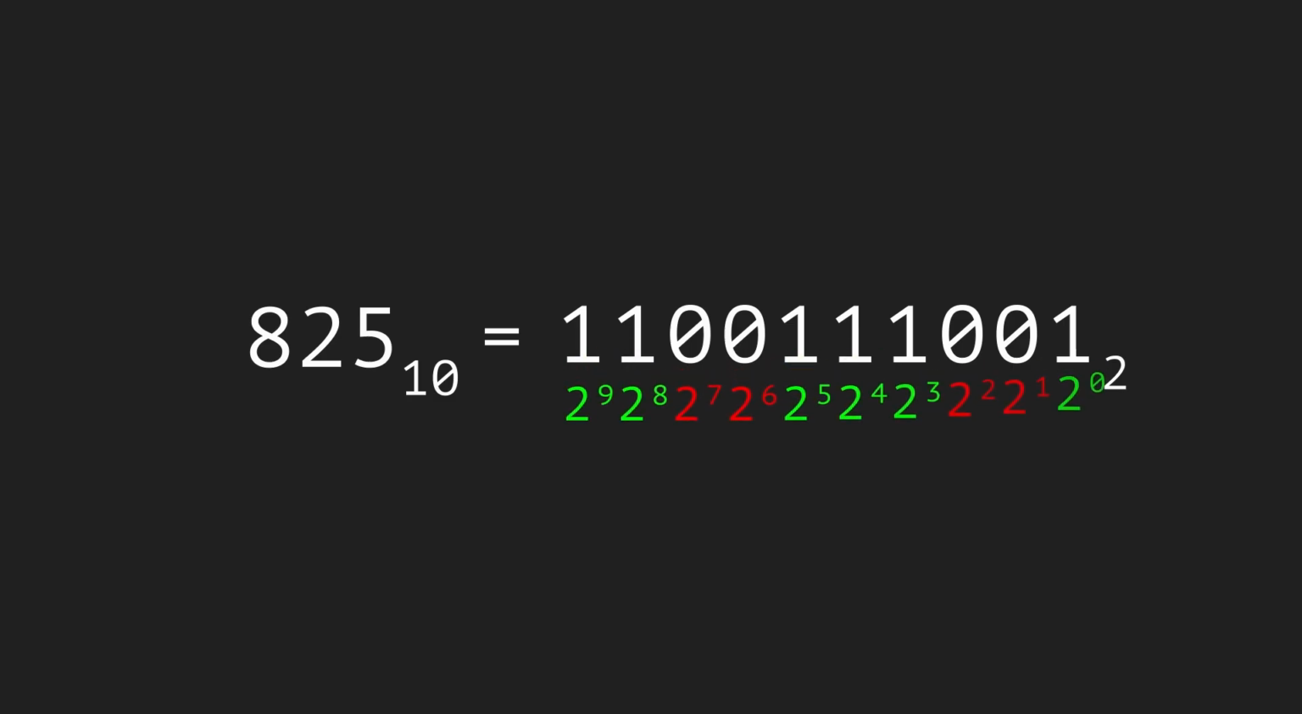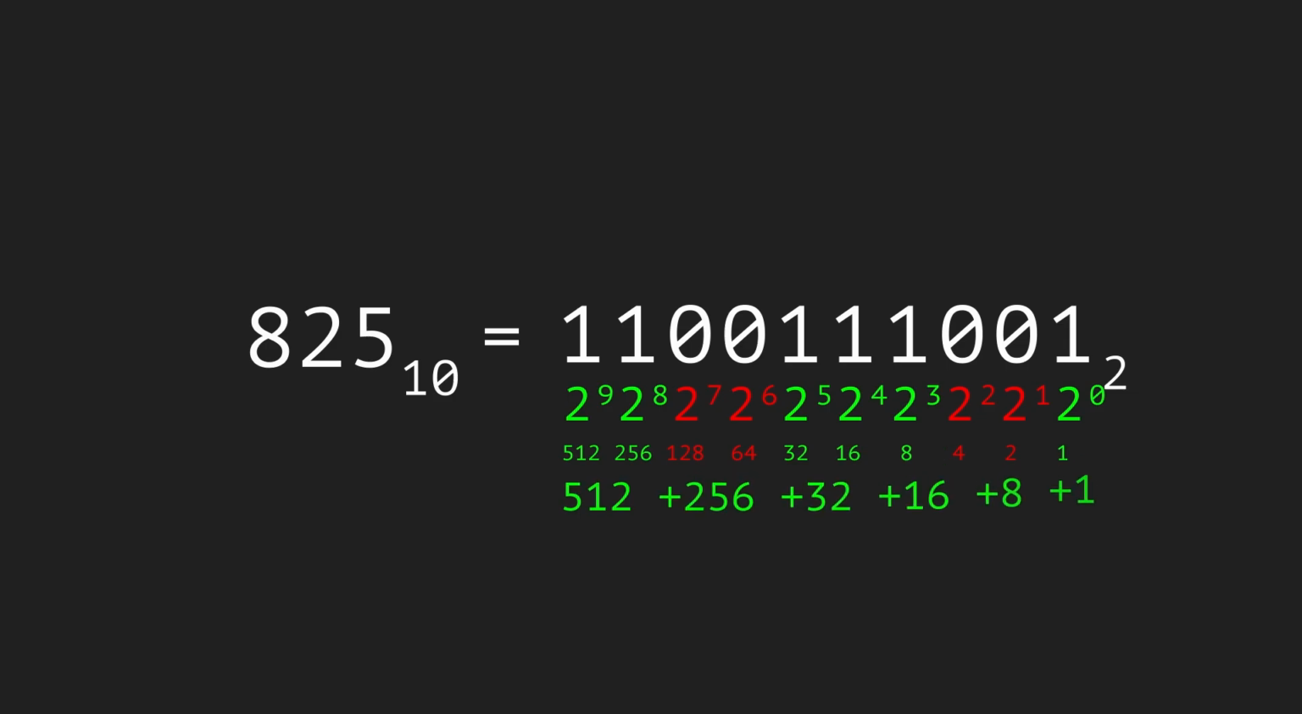First, we'll write out all the places in exponential form, where green is for a 1 digit and red is for a 0 digit. Next, we'll evaluate the value of those exponents. Then we'll remove all the red numbers since they correspond to 0 digits. And finally, we'll add up all of the green numbers, and if we did our math correctly, we should get 825. And sure enough we did, so we know that our process worked.